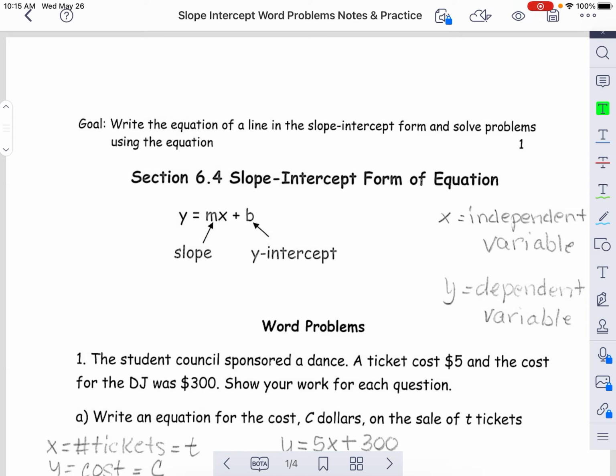The next thing we're going to talk about is how the equation y equals mx plus b can actually be used in real life. I know with all the algebra we've been doing, a lot of you have been wondering, what does this matter? Well, here's a little story to show you what matters.